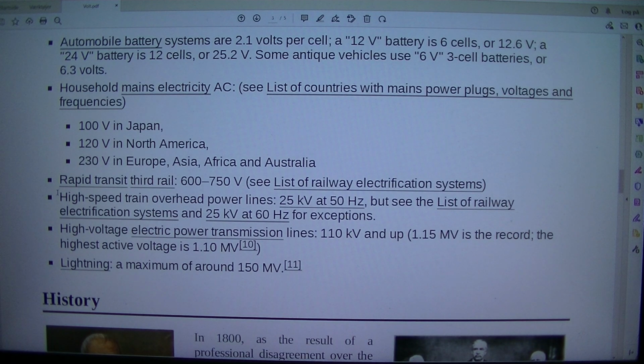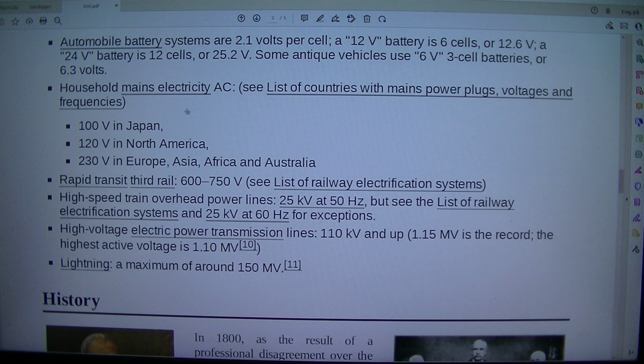Automobile battery systems are 2.1 volts per cell. A 12 V battery is 6 cells, or 12.6 V. A 24 V battery is 12 cells, or 25.2 V. Some antique vehicles use 6 V 3-cell batteries, or 6.3 volts.